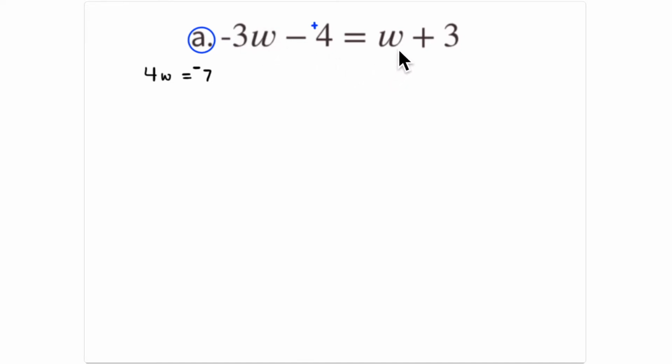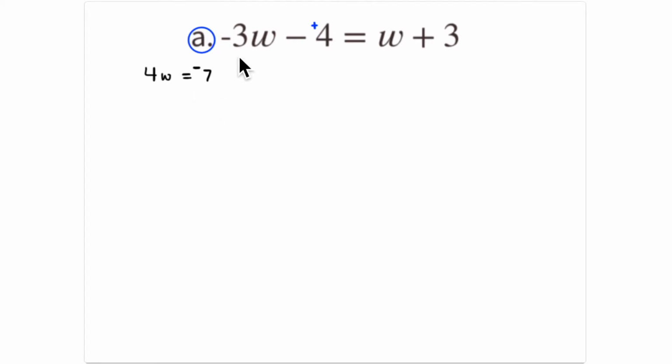Well, that's going to end up being a positive 3w over here. It's going to end up being a total of 4w's. And then on the other side, this is subtracting 4 or adding a negative 4. This is going to become adding a negative 3. Well, a negative 3 plus a negative 4 is negative 7. So 4w equals negative 7, and you're going to multiply by 1/4 to get rid of that 4. And so w is going to equal a negative 7/4.